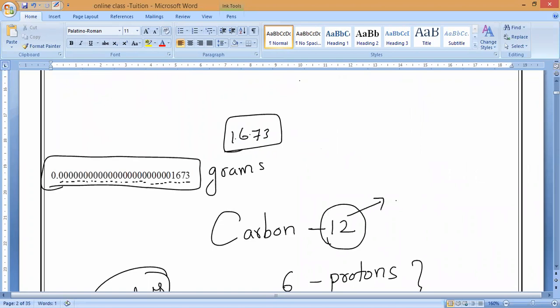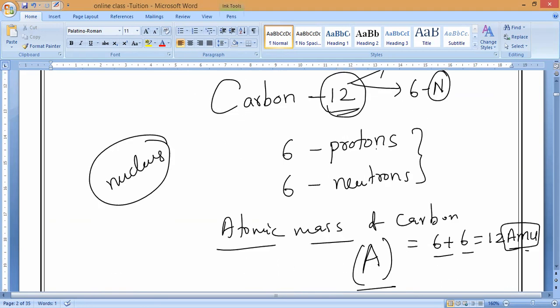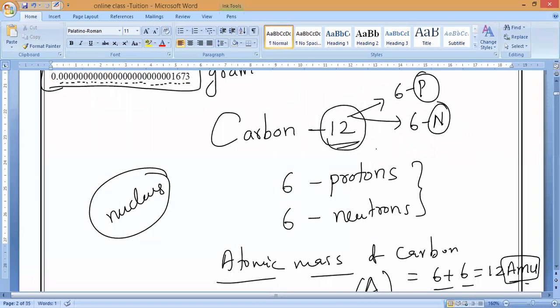Carbon 12 means what? 6 protons and 6 neutrons. That is what we should call a carbon 12 atom. Is it okay, guys? Yes, sir. Carbon 12 means 6 protons and 6 neutrons are called carbon 12.